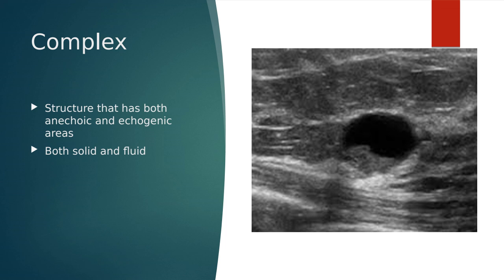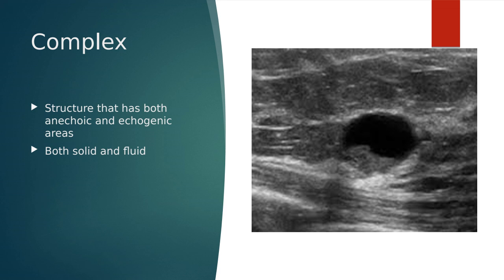Typically, if a structure is anechoic, it is fluid filled. If it has a solid component to it, meaning it has an echogenic component to it, we need to question if that is a malignant structure. So complex findings are typically not great if it is truly complex. So if we're seeing both solid and fluid components in an area, we need to question if that is a mass, and we need to further question that mass to say, okay, what is this? What's going on? Is this malignant? Because typically complex findings are going to be malignant.